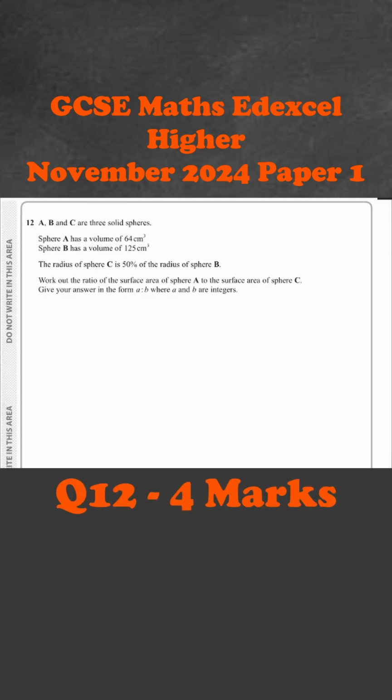Question 12. A, B, and C are 3 solid spheres. Sphere A has volume 64 centimeters cubed. Sphere B has volume of 125 centimeters cubed. The radius of sphere C is 50% of the radius of sphere B. Work out the ratio of the surface area of sphere A to the surface area of sphere C. Give your answer in the form A to B, where A and B are integers.